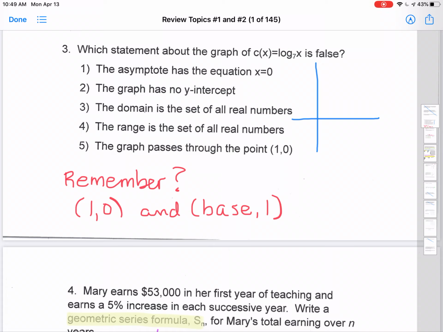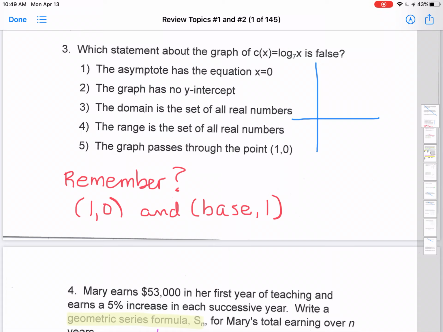The domain is the set of all real numbers. Remember, domain is the x-axis, right? With the x direction, how far to the left, how far to the right. And we can see that this is going to go all the way as far as possible to the right, but it's going to keep approaching x equals 0. So the domain is the set of all real numbers. That would be the one that's false, because the domain here is x is greater than 0. And remember, we used to set the bubble greater than 0 to find the domain.